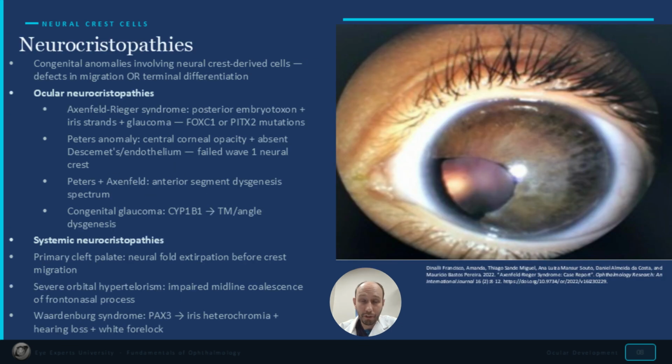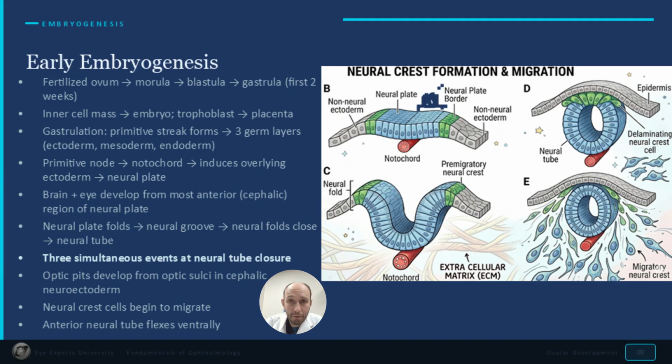Neural crest cells form the cornea in the anterior segment, so when something goes awry with neural crest cells, you get anterior segment dysgenesis, which is Axenfeld-Rieger syndrome and Peters anomaly. So you get corneal malformations, you get iris malformations, you get glaucoma because Schlemm's canal doesn't form, just depending on which type of the neural crest cell wave got affected. There are some systemic diseases that can also cause neural crest cell problems, like cleft palate, but those are not eye related. So now we're gonna move into phase two, which is the actual embryogenesis.